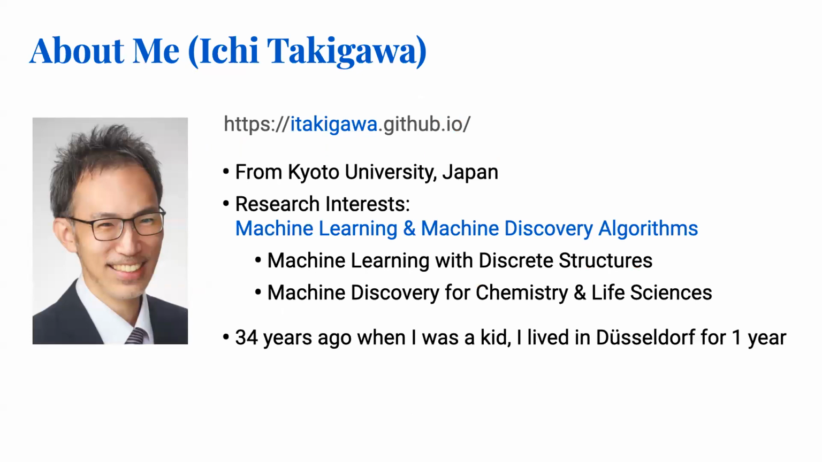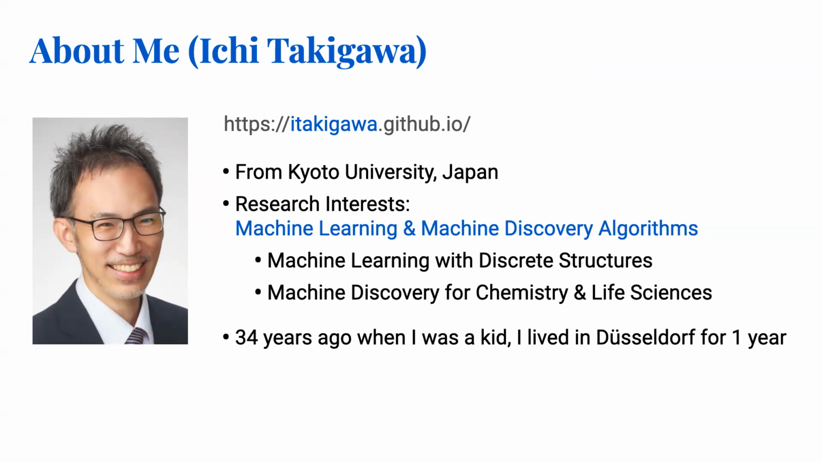Let me just start by introducing myself a little bit. My name is Ichi Takigawa, and I'm from Kyoto, Japan. Basically, I am a machine learning researcher, and my research interest is the machine learning algorithm itself. Especially, I'm interested in machine learning problems which include some sort of discrete structure, which is not directly trivial to represent as an input to machine learning algorithms.